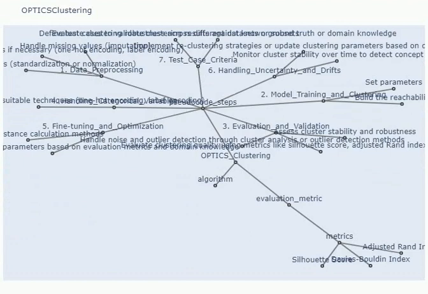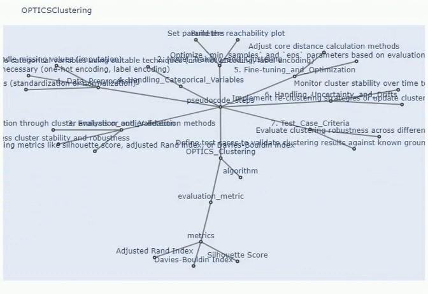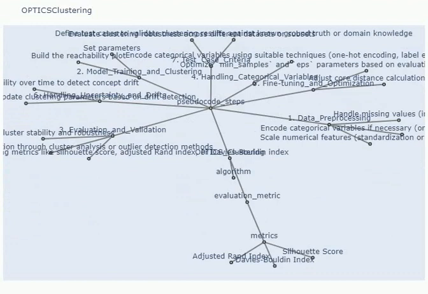3. Evaluation and validation. Description: evaluate the clustering results using various metrics and techniques. Steps. Evaluate clustering quality using metrics like silhouette score, adjusted Rand index, or Davies-Bouldin index. Details. Silhouette score measures how similar a point is to its own cluster compared to other clusters. Higher values indicate well-defined clusters.